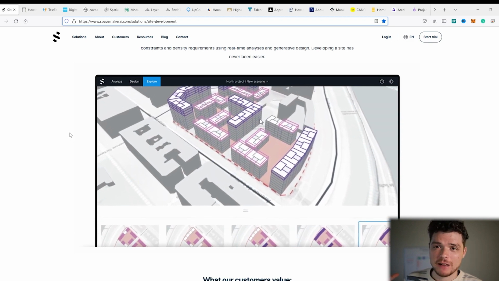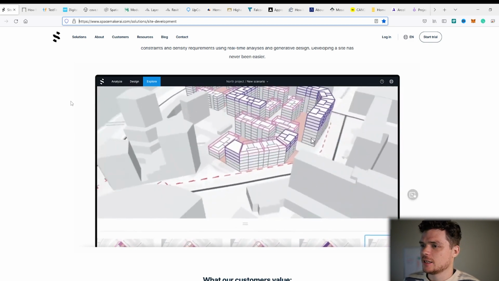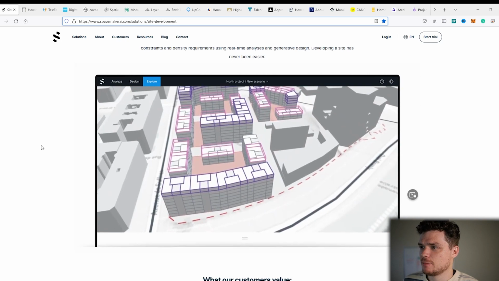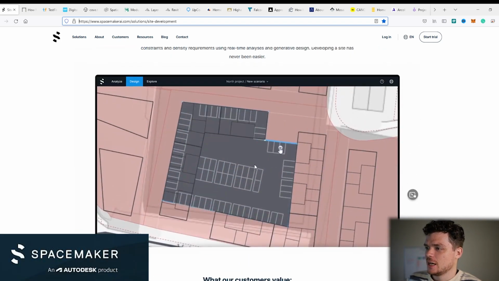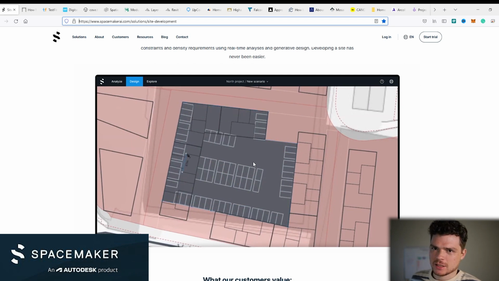All right, so first up we have these developer tools, and here we have Spacemaker. This tool offers a number of services for developers to do basic analysis and to see how many units would sit in a site, that sort of thing.